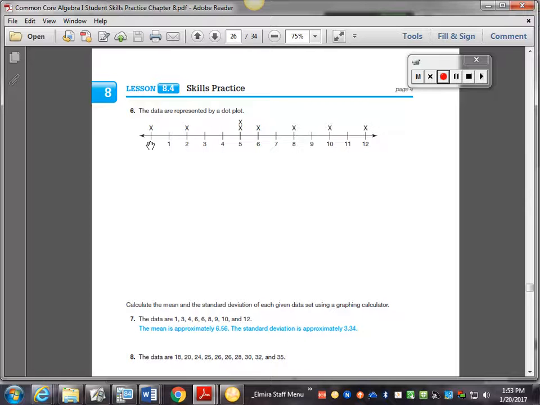Also, just remember that pulling data off a dot plot, my data would be 0, 2, 5, 5, 6, 8, 10, and 12. You pull a data point for every x. So I want to make sure we all understand we are not doing any of this work by hand. We're doing everything on your graphing calculator.